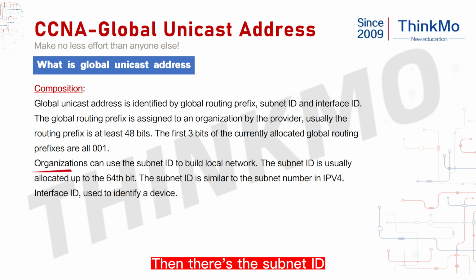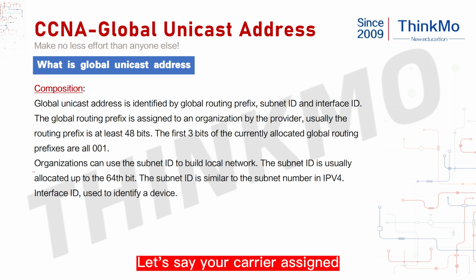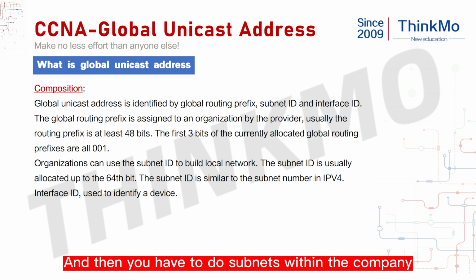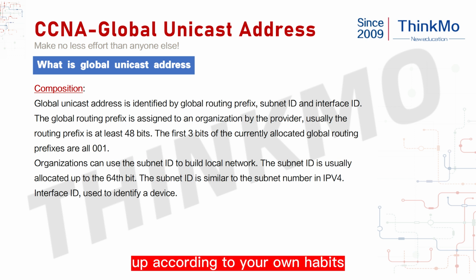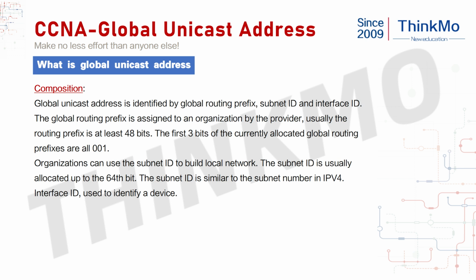Then there's the subnet ID. Let's say your carrier assigned you an IPv6 prefix of /48. Then you have to create subnets within the company to build the local network. We also call it a site. There is no strict classification of the subnet ID. You can divide it up according to your own habits, but 64 bits are usually recommended. A subnet ID has the same function as an IPv4 subnet ID, and more subnets are allocated.